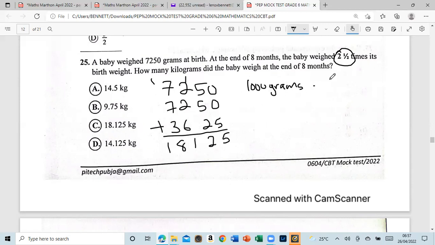Now we know that 1,000 grams is 1 kilogram. So it means that we're going to be dividing 18,125 by 1,000. So we have 3 zeros: 1, 2, 3. Now the decimal point is right here.